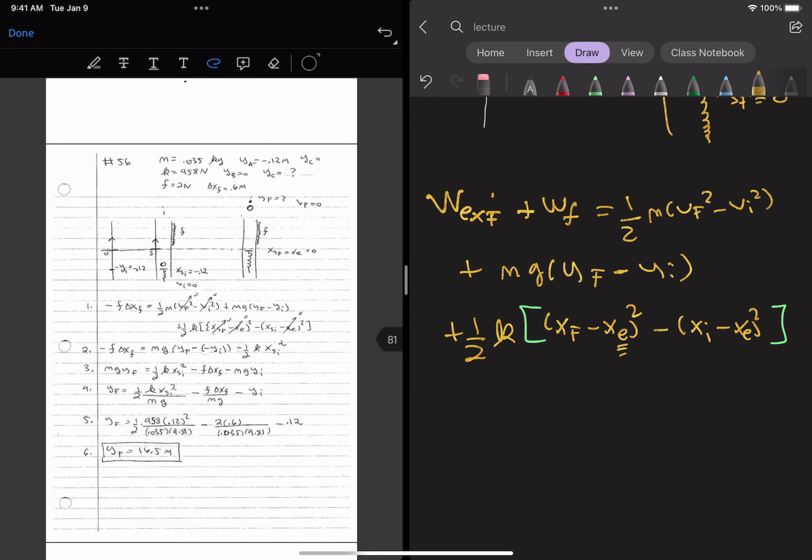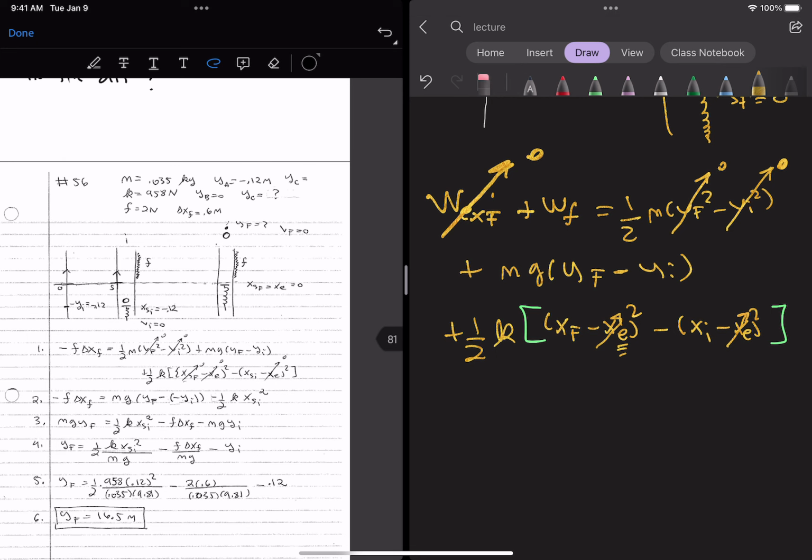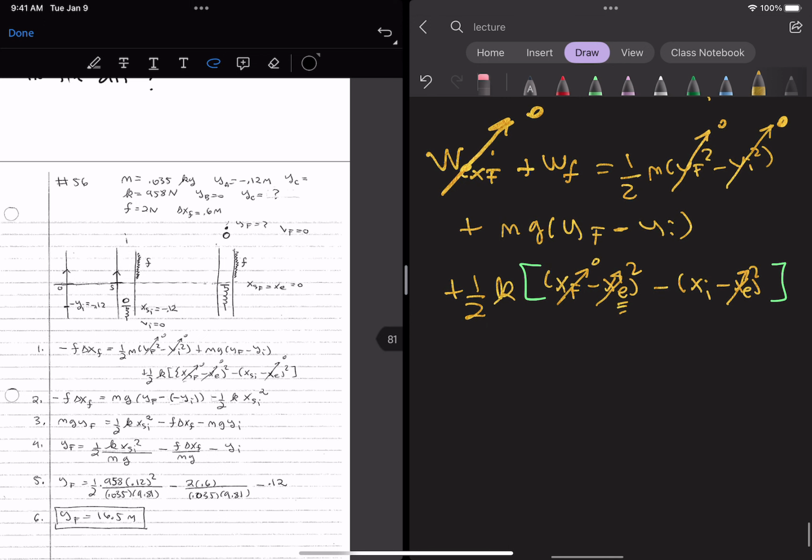But here, there's a lot that we can simplify. There's no external force. The final velocity of the mass is 0. The initial velocity of the mass is 0. We're going to assume the equilibrium position is 0. And in this case, the spring returns to equilibrium, so that means the final position of the spring is also equal to 0. And so what we're left with is the work done by friction, which is going to be minus friction multiplied by the distance that the friction acts.